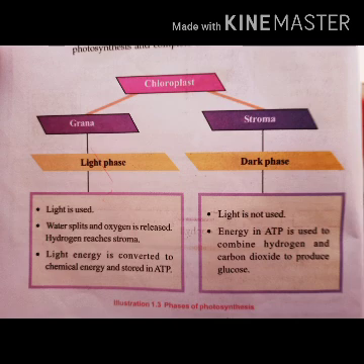Photosynthesis has two important stages. The first stage of photosynthesis is called the light phase and the second is the dark phase. Look at the illustration. From this, it is clear that the light phase and dark phase occur in the chloroplast, in the grana and stroma of the chloroplast. First, about the light phase.